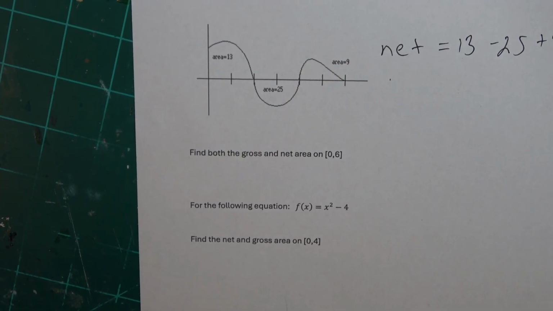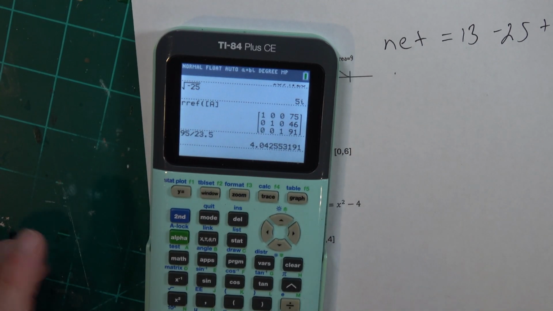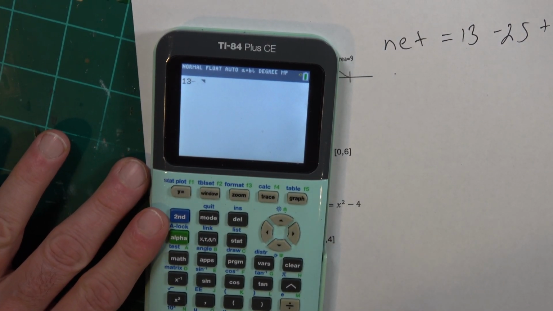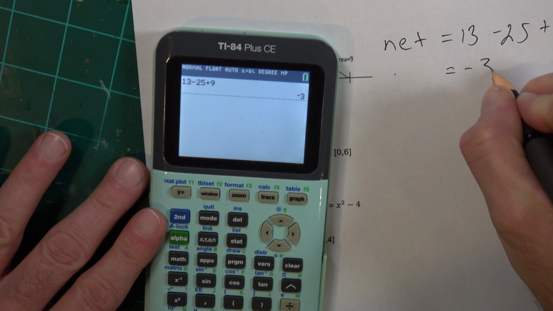And then we get our calculators because we're tired and been sick for the last day or two. We have to wait for it to evaluate. Okay, we can clear that. And we're doing 13 minus 25 plus 9. And that gives me negative 3 for my net area.